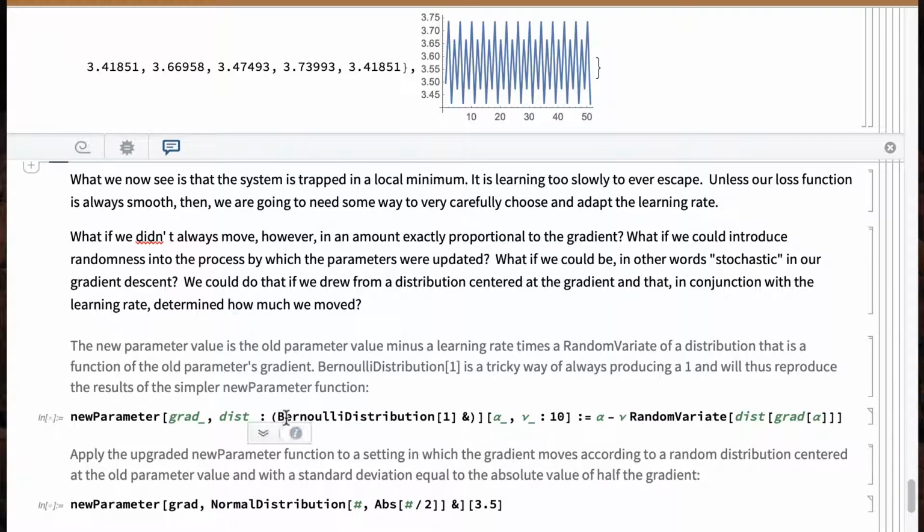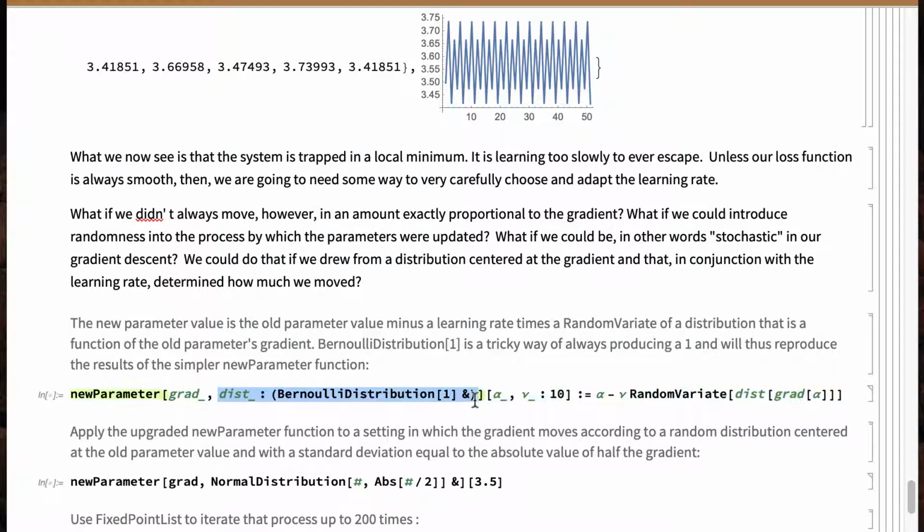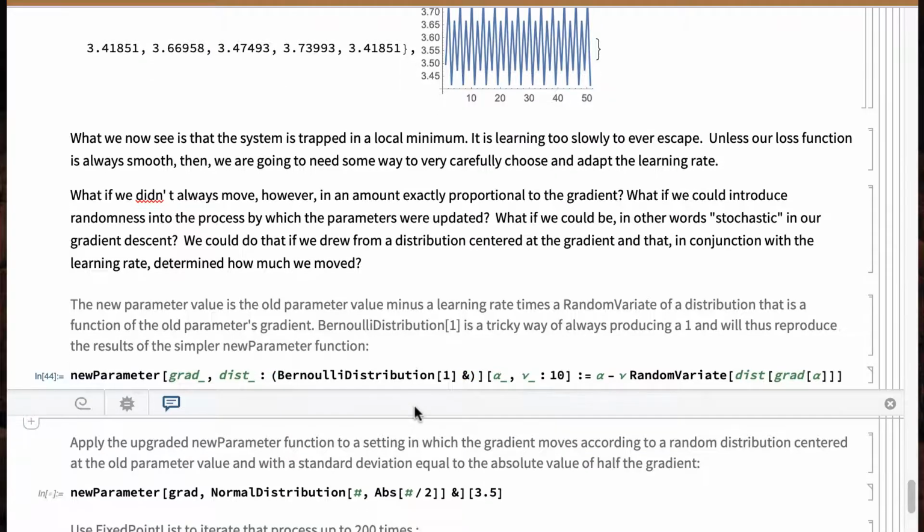So I've slightly embellished our new parameter function here to add a second argument to this first grouping, which says draw from a distribution that depends on the value of the gradient and use that to figure out how much to move. I've set a default value here. This is always going to produce 1, and so the default behavior is to just not have any randomness at all, but it's going to give me the potential to introduce randomness.